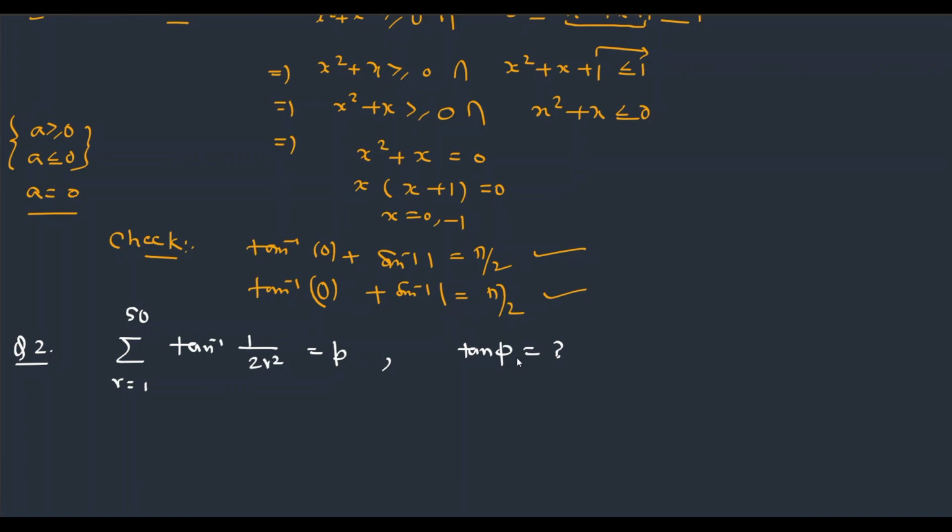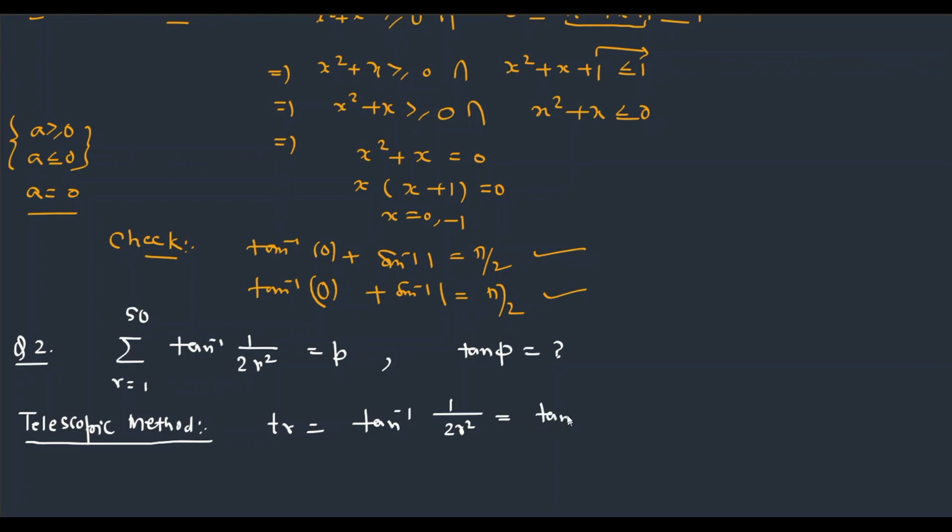Tan inverse of 2 by r square. In this method we write each term as the sum of two terms. So here this term we consider as the rth term, which is equal to tan inverse of 1 by 2r square. This tan inverse we are going to write as a sum of two tan inverses. So how can we write? Now we can write it as tan inverse of 2 by 4r square, by multiplying both numerator and denominator by 2.